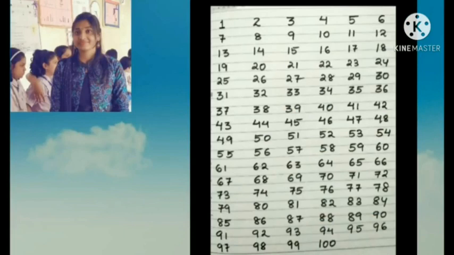As you can see, first of all, we need to make 6 columns: 1, 2, 3, 4, 5, 6, and within these 6 columns, we need to arrange the numbers from 1 to 100. As you can see, I have already arranged the numbers from 1 to 100. Now let's see how to find the prime numbers in a very easy way.